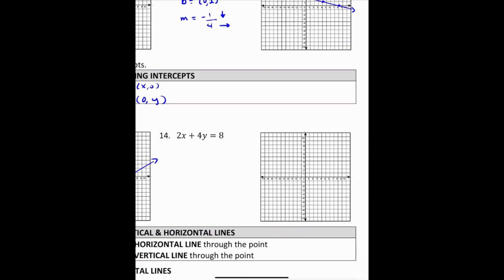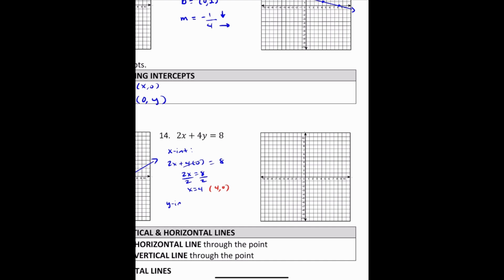Number 14, we have 2x plus 4y equals 8. So let's find the x-intercept, which just means plug in 0 for y. So we have 2x plus 4 times 0 equals 8. 4 times 0 is just 0, so you're left with 2x equals 8. Divide both sides by 2. x equals 4. So our x-intercept is in the form 4 comma 0.